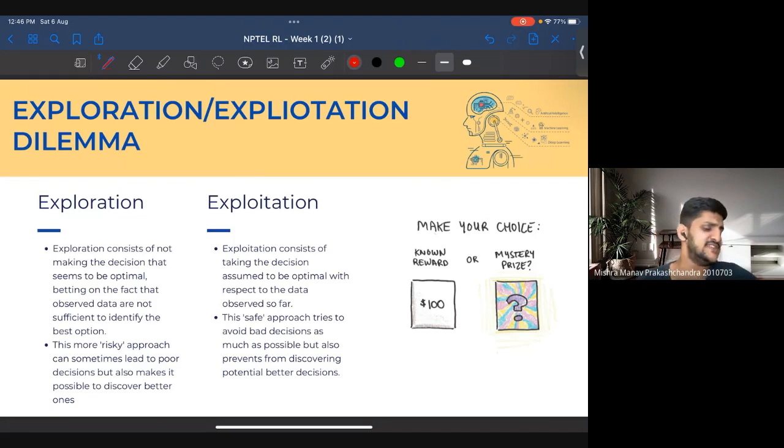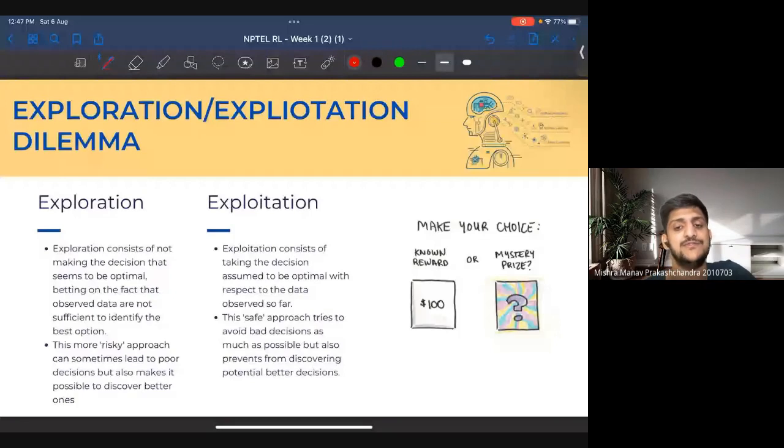I know the first box contains a known reward of $100. It is static, it is stable. I'll get $100 every time. The second box is a mystery prize. It can contain anything, either 0 rupees or $1 million, $200, $150, something like that. But the prizes keep on changing. Exploitation would be that I know box one contains the $100 reward. So if I accumulate the expected total reward, I should get 100 × 60, which is $6,000 over the period of 5 years.